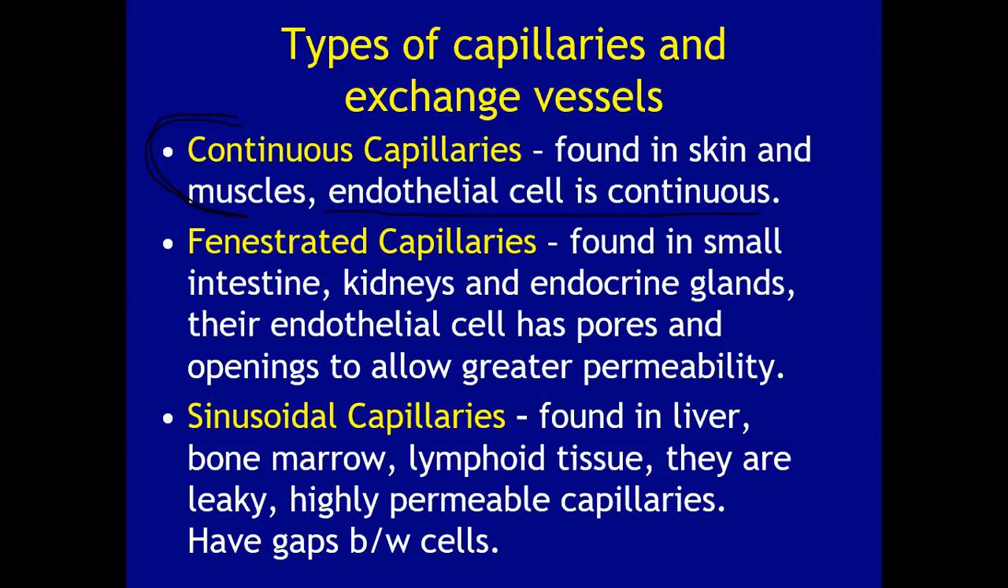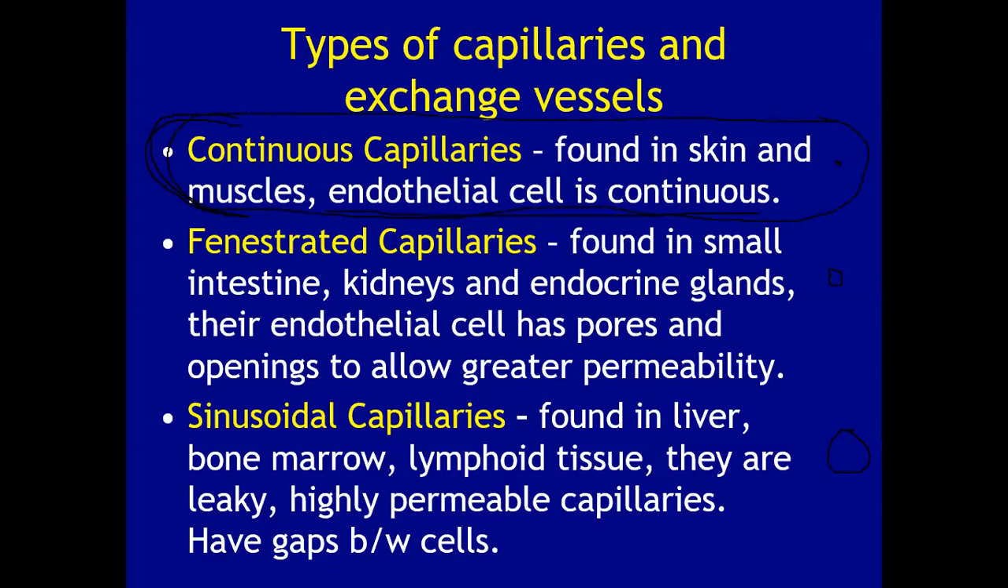So if we're thinking about permeability, the sinusoidal capillaries are going to allow the largest things through, the fenestrated the next size through, and then the continuous capillaries are the most restrictive. The most restrictive would be our continuous capillaries. This is really for feeding and picking up stuff and that waste. It's just your normal old capillary.